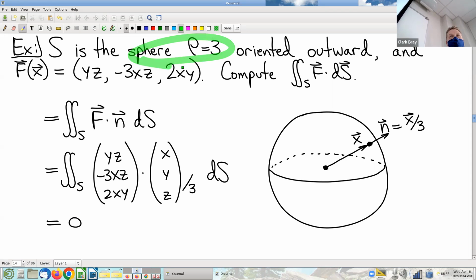I'm like, sweet. That's an easy one. Right? I know that my normal vector is going to be something nice there. And so in that case, yes.